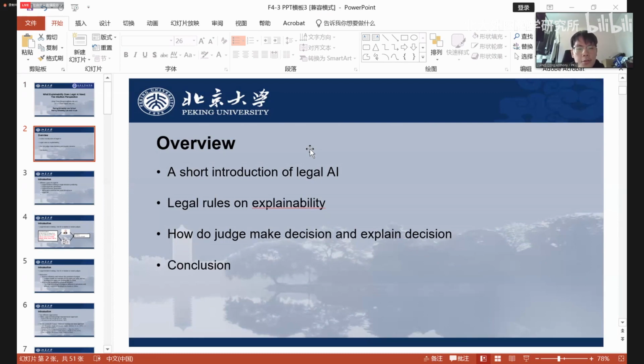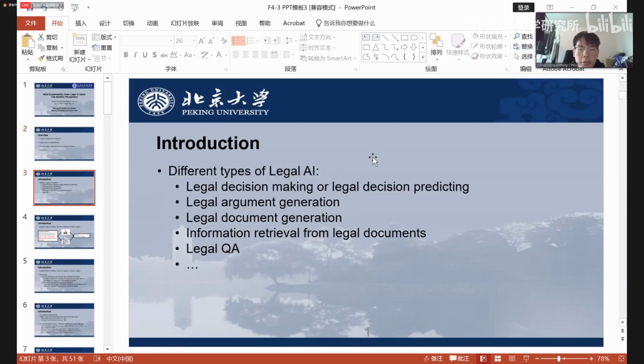The first one is a short introduction to legal AI, including the history and the current development of legal AI. The second is the legal requirement on explainability of legal AI. The third one is how judges make legal decisions and explain their decisions. And after that, I will give a short conclusion and suggestion.